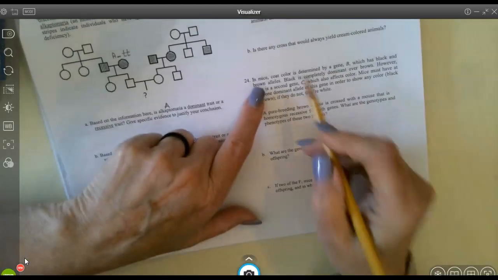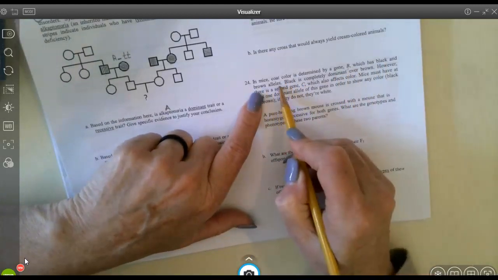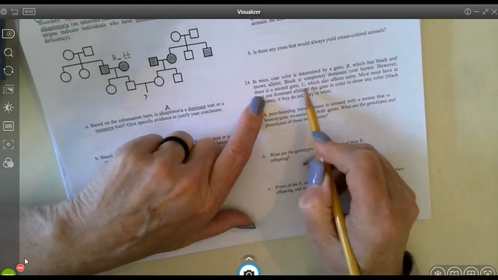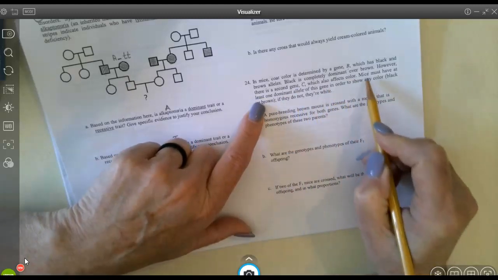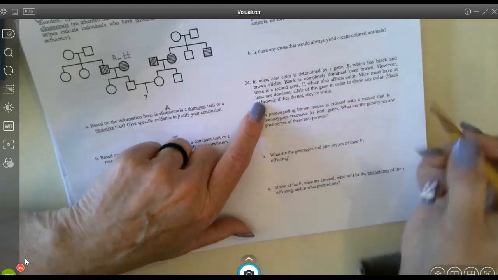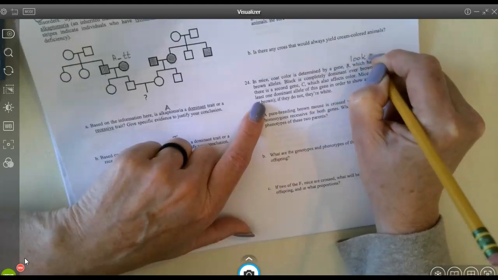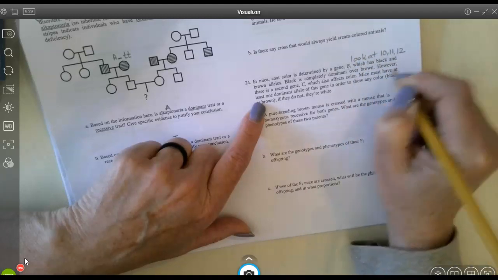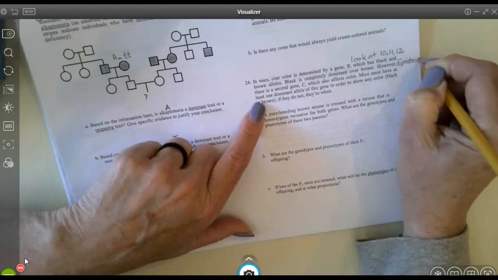In mice, coat color is determined by gene B, which has black and brown alleles. Black is completely dominant over brown. However, there's a second gene C which affects mice. We've done this problem. Mice must have at least one dominant C allele. So you want to go back and look at 10, 11, 12, because this is epistasis.